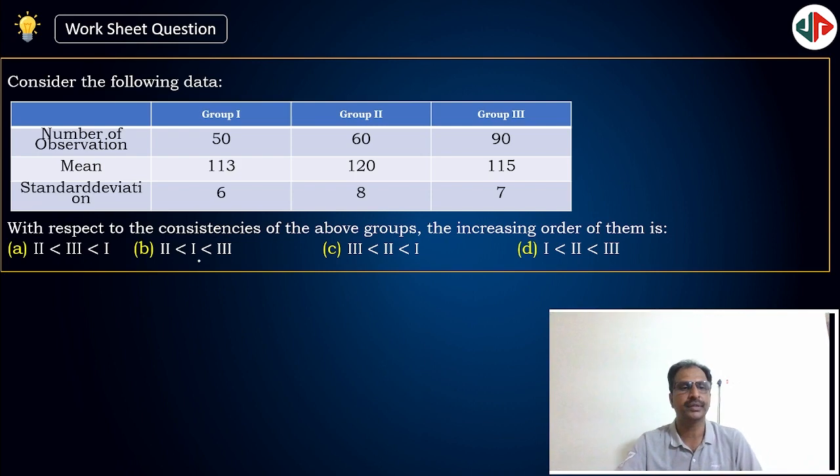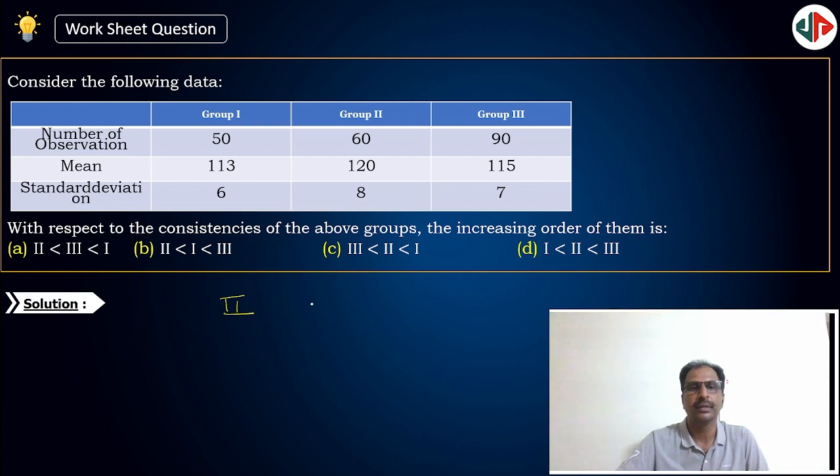Next, consider the following data. With respect to the consistencies of the above groups, what is the increasing order of them? Just now I said for more consistent, variation should be less. Variation should be less means mean should be more. Here, which has more mean? Group 2 has more mean when compared with the others. Mean of the second group is more than mean of the third group, which is more than mean of the first group.